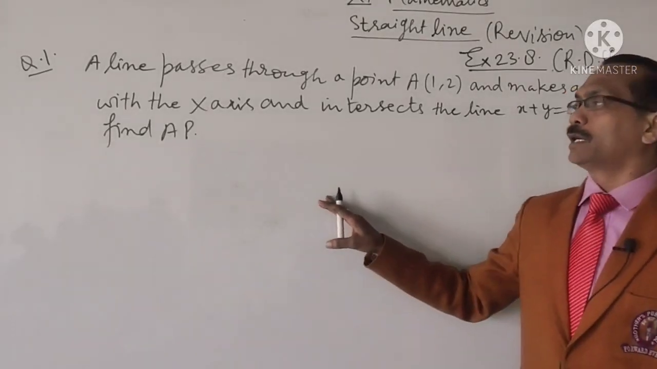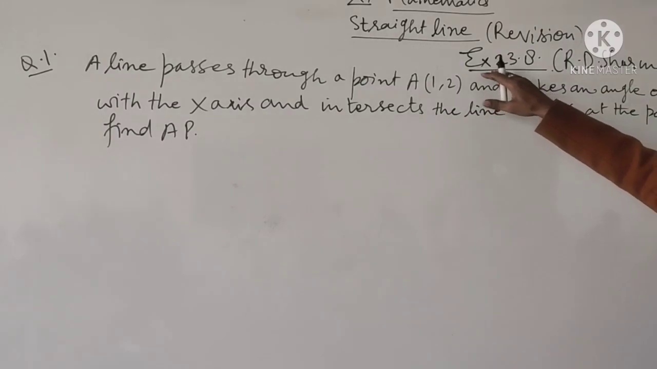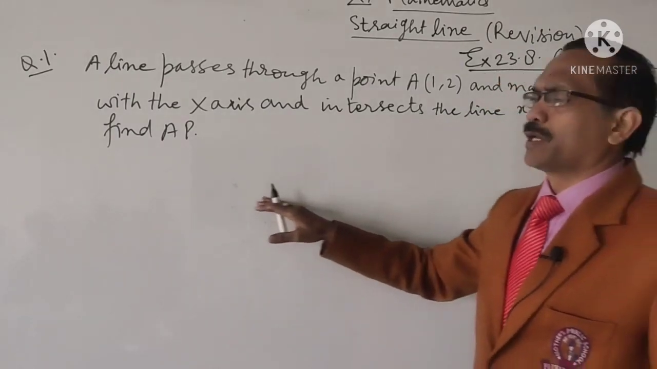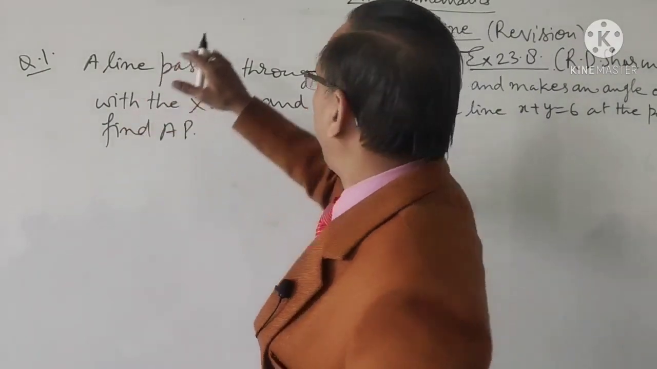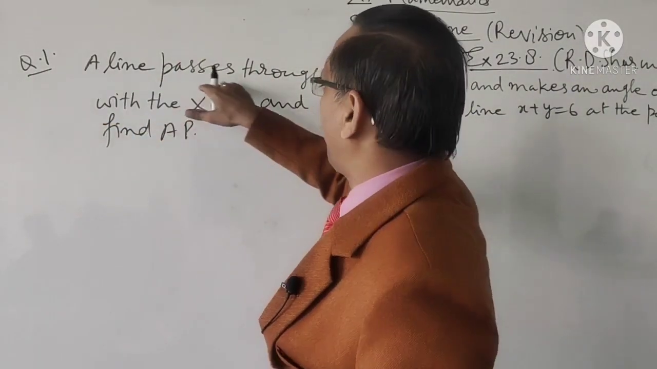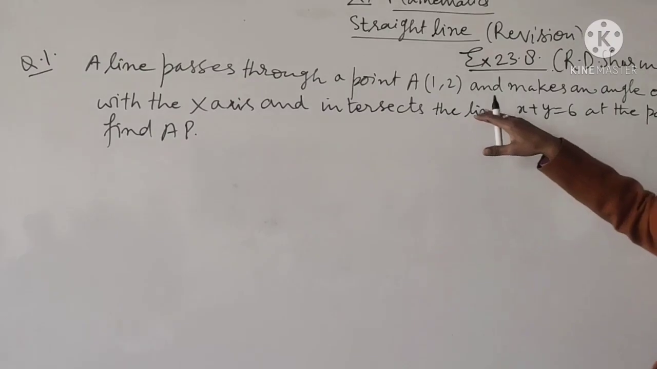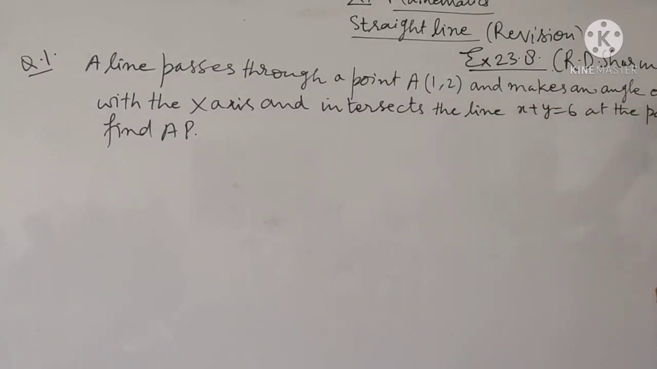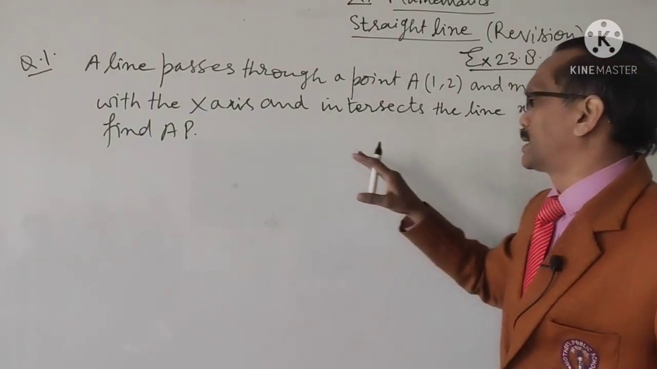Good morning, student. Student, it is exercise 23.8 from R.D. Sharma. Question number 1. Topic is straight line. A line passes through a point A, coordinate 1, 2, and makes an angle of 60 degree with x-axis.